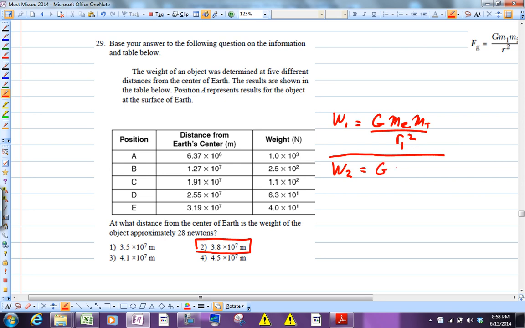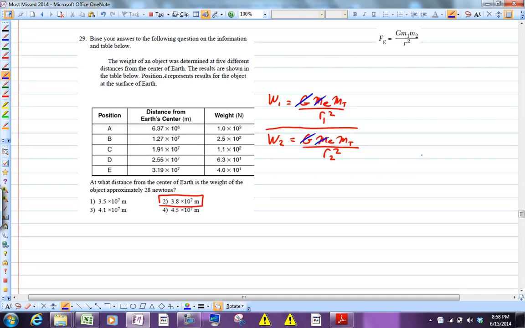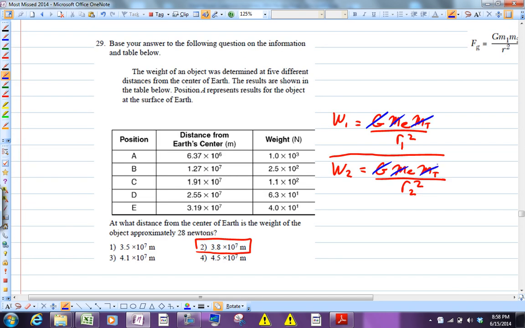The formula is the same: G, M_E, mass of the thing, over the distance to the second thing squared. And I'm going to write it out this way because notice what happens. The G is the same in both cases. The mass of the Earth is exactly the same. And frankly, the mass of the thing is exactly the same. So when I divide by that, you end up with weight 1 over weight 2 equals R2 squared over R1 squared.